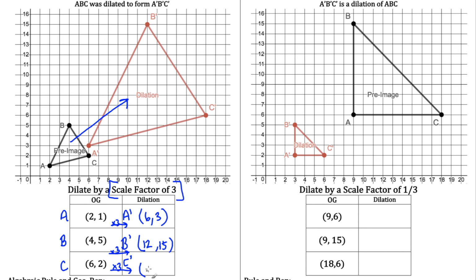And then 6 times 3 is 18. 2 times 3 is 6. So let's just check to make sure. 18, 6. All right, cool.